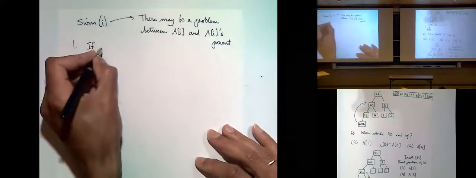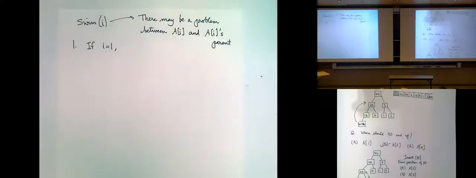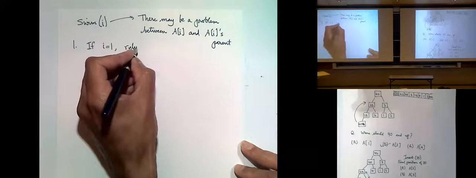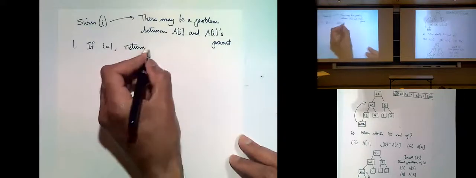So if I is equal to 1, then what? Yes, that's your base case. What do you do? Return. Right, because then I doesn't have a parent. So obviously this is vacuous. This is the base case.